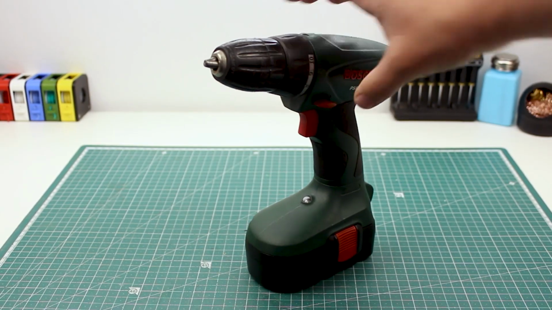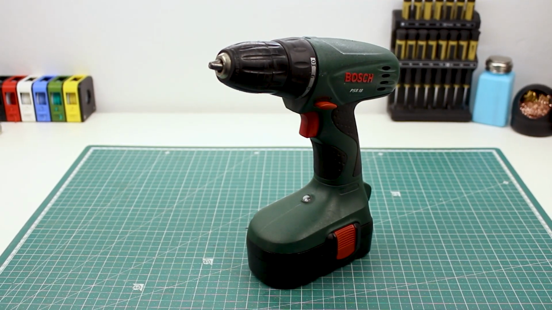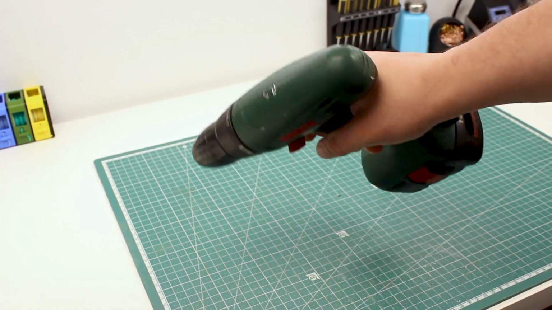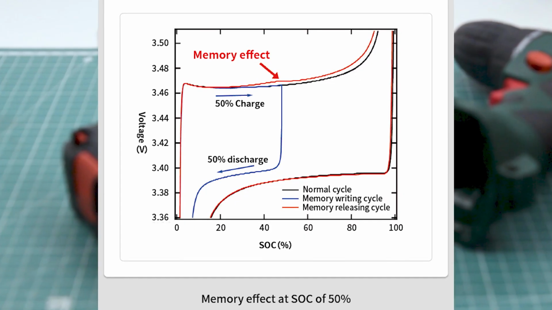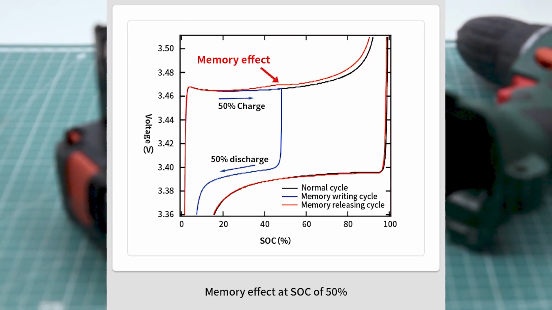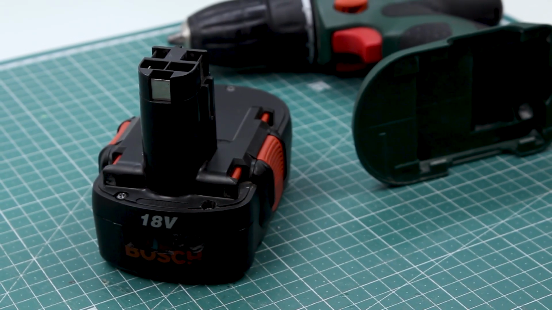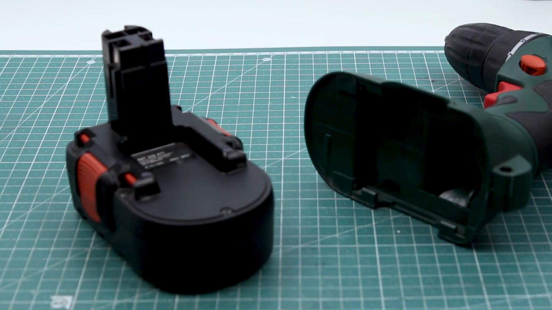About 12 years ago, I got this drill as a present for Christmas. It's a really good drill, but since it's so old, it has one big flaw: a nickel cadmium battery. These batteries are known for their so-called memory effect. If they were not fully discharged before being charged again, they would lose capacity over time.